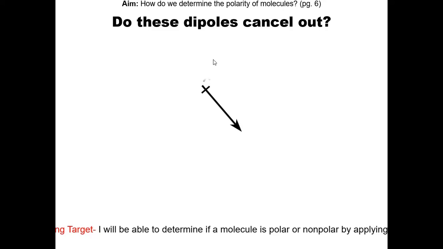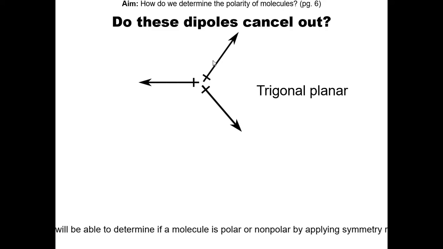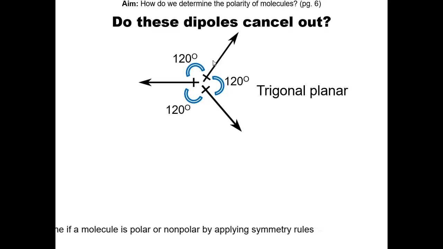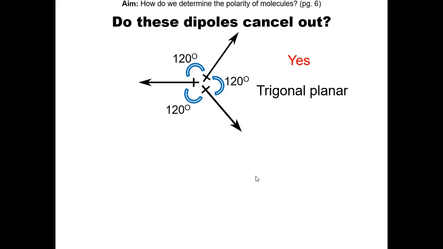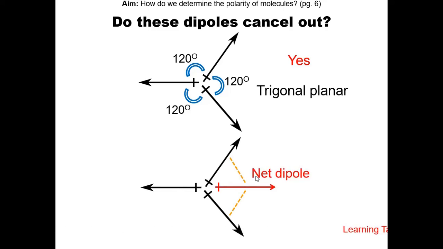In this situation, we have three dipole arrows. This represents a trigonal planar shape. Each dipole arrow is 120 degrees from each other. Do the dipoles cancel out? These dipoles do cancel out. Why is that? If you were to draw the net dipole of these two arrows, notice that this dipole, that is the net dipole of these two arrows, is the opposite direction of this dipole over here at the same magnitude. So these two arrows will cancel out. As a result, molecules with a trigonal planar shape are considered nonpolar because the dipole arrows will cancel out.